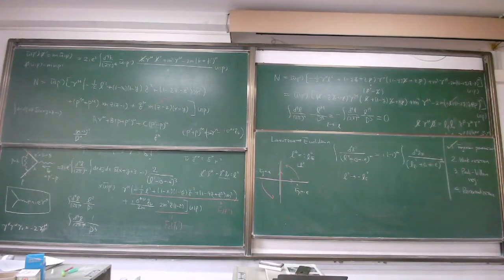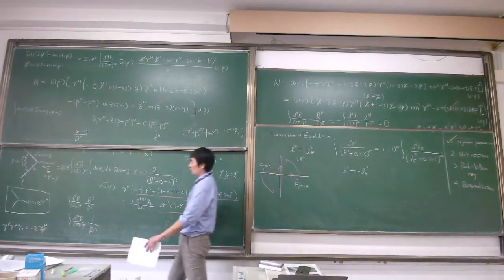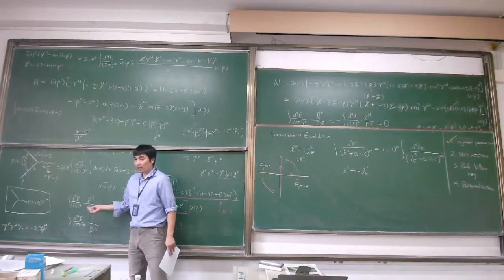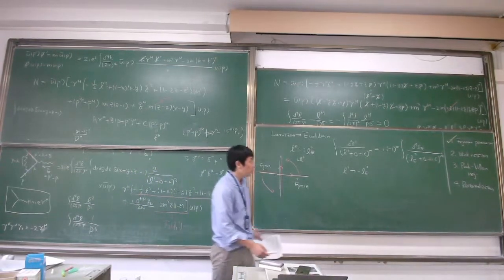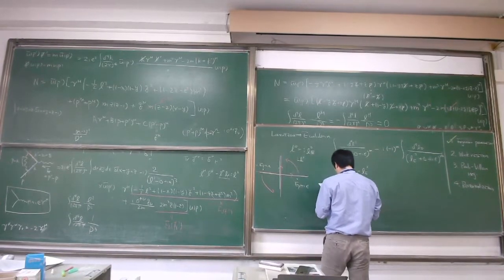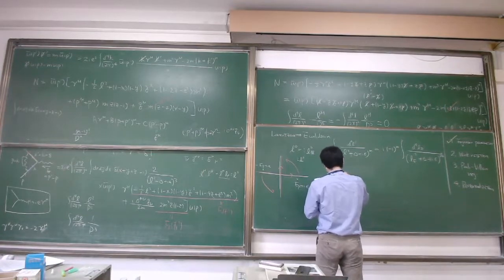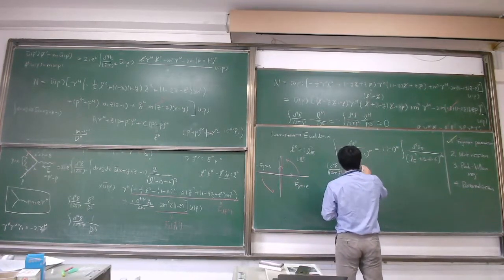So therefore, this is the generic case. We are only interested in m equal to 3, but we are talking about the generic case m. And then we can now compute this one.